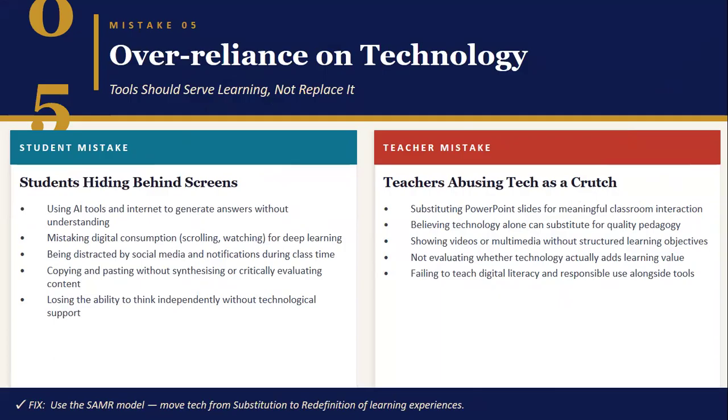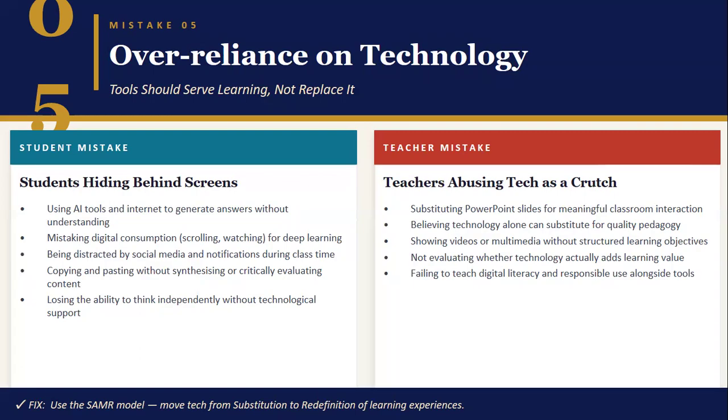Last, mistake number five, over reliance on technology. The final mistake is over reliance on technology. Technology is powerful, but only when used wisely. So, look from the student's point of view. Students often depend too much on digital tools, copying answers without any thought process, using AI without understanding, getting distracted. This weakens critical thinking.